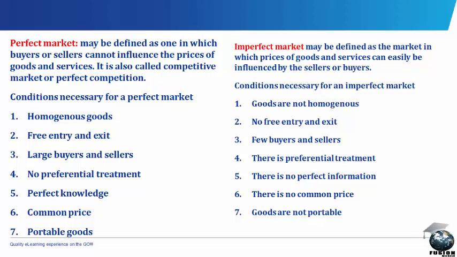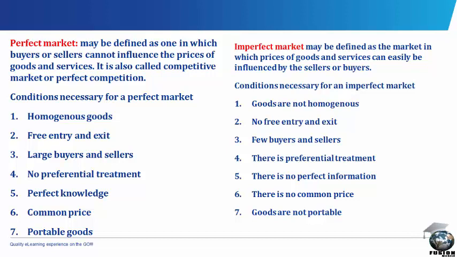There is perfect knowledge. There is common price in a perfect market. This means that the prices of similar commodities must be the same before a market is called a perfect one. Portable goods. The portability of goods will ensure the same prices in the market.